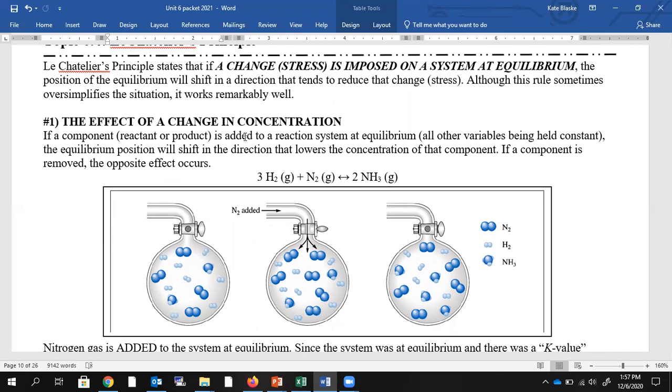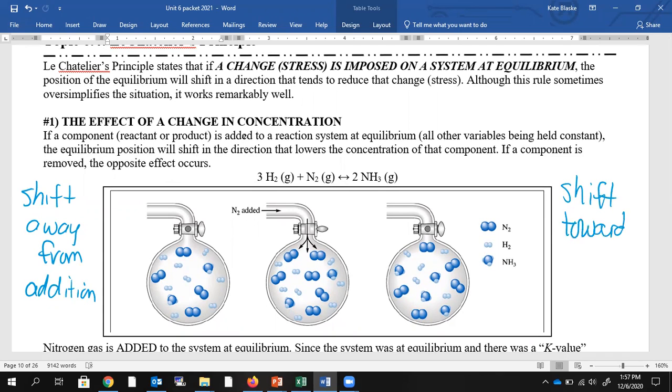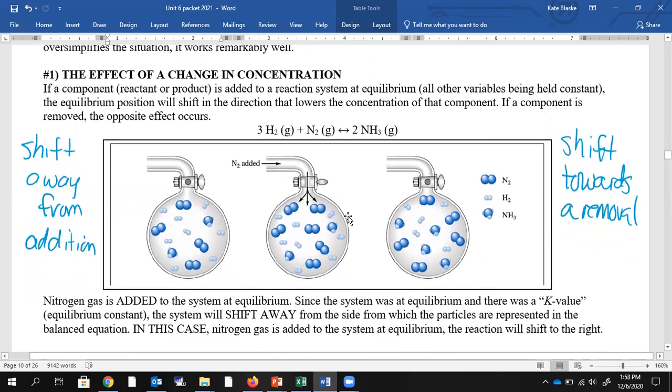So something that I usually say is that we are going to shift away from an addition, or we are going to shift towards removal. So here we've got our good old-fashioned favorite equation, the formation of ammonia from hydrogen and nitrogen.